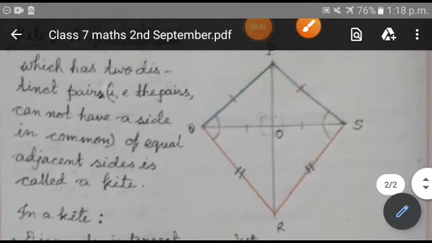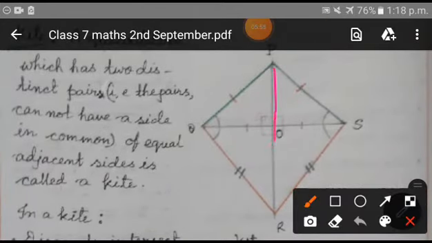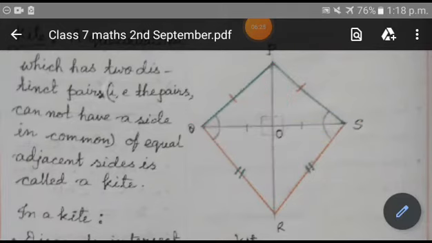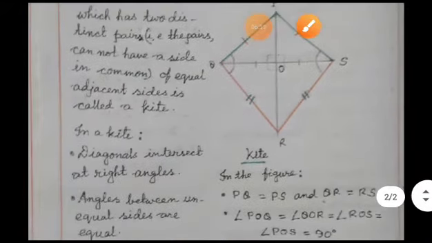Intersecting means they will not necessarily bisect, okay, they will not divide each other into two equal halves. PO is not equal to OR, and OQ is equal to OS. That means actually one diagonal is bisected into equal halves, but the other diagonal is not bisected into equal halves. Only one diagonal is bisected into equal halves, and they are intersecting each other at 90 degrees.